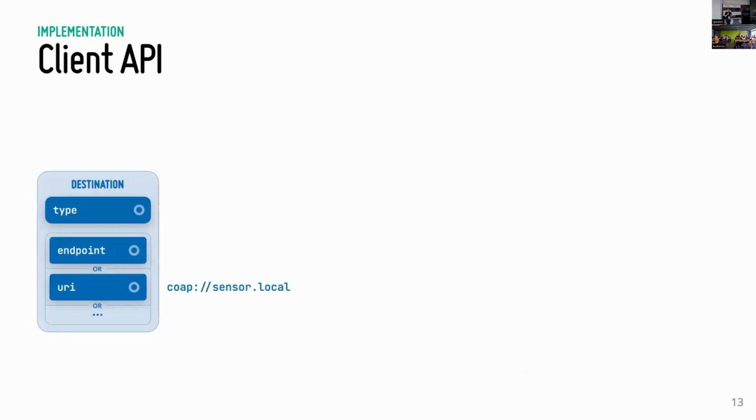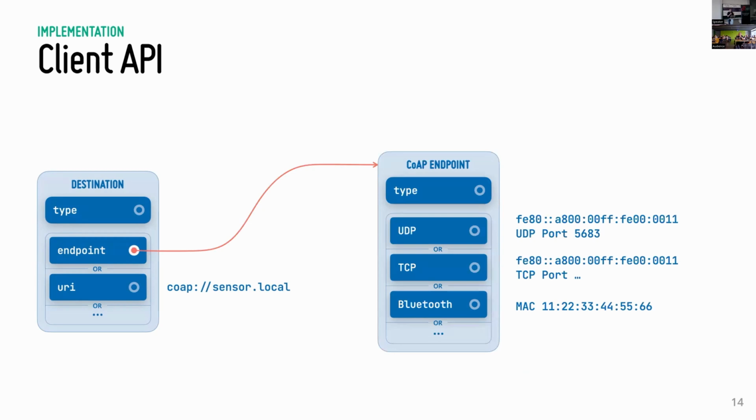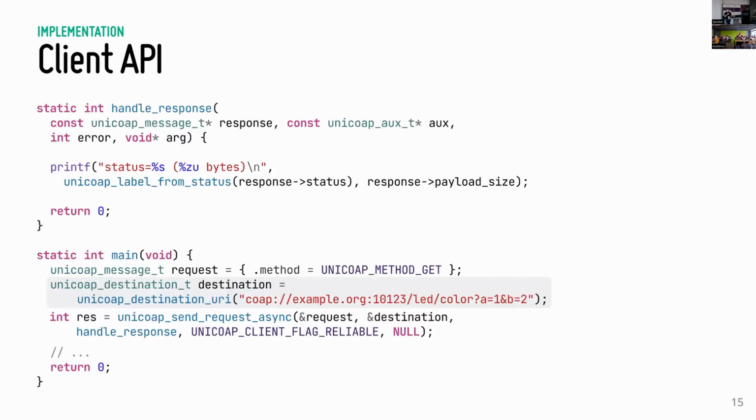So the destination is basically a tagged union that can represent either an endpoint or a URI. And the endpoint in turn can also be an endpoint connected to a different transport. So the endpoint can be a UDP transport, but it could also be a GATT MAC address if said internet draft would come into effect. This abstraction is built into this destination structure. And URI support is also modularized, so you could basically leave out URI support if you don't need it.